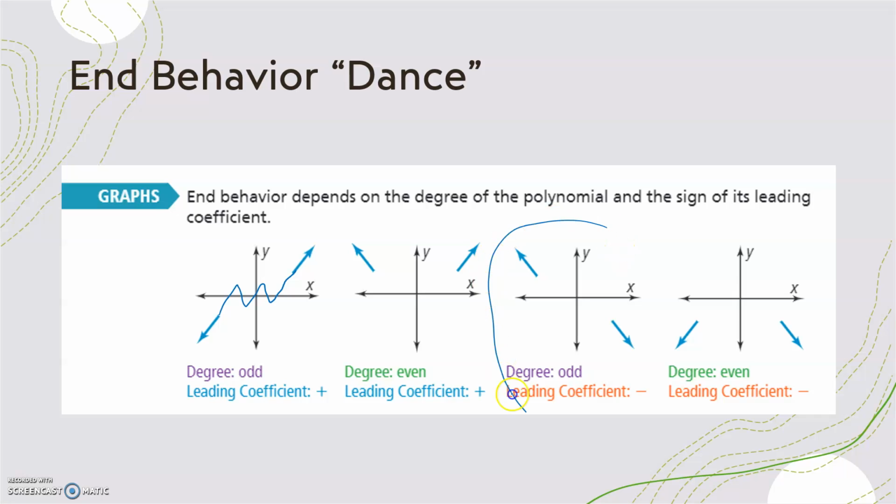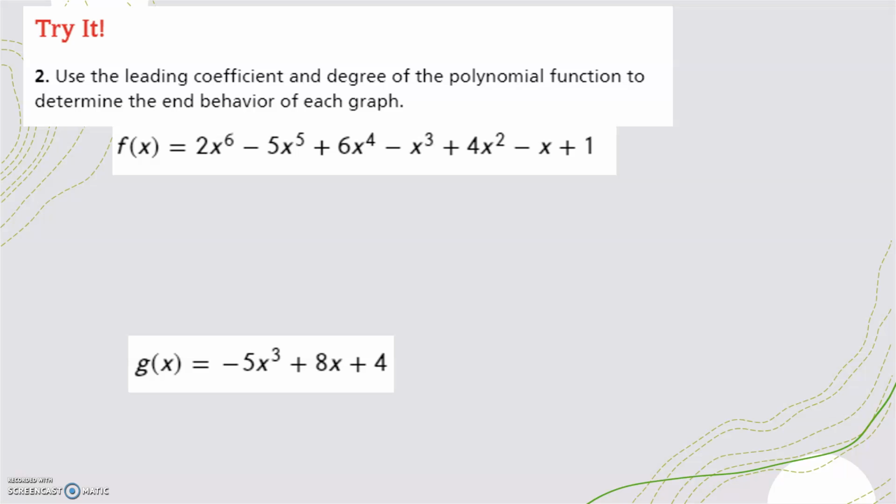So these ones are pointing in opposite directions because they have an odd degree. And if my leading coefficient is positive, my right side is going to point up. So for the two that have a leading coefficient that's positive, the right side points up. And if I have even degree, then both ends point the same way. All right.